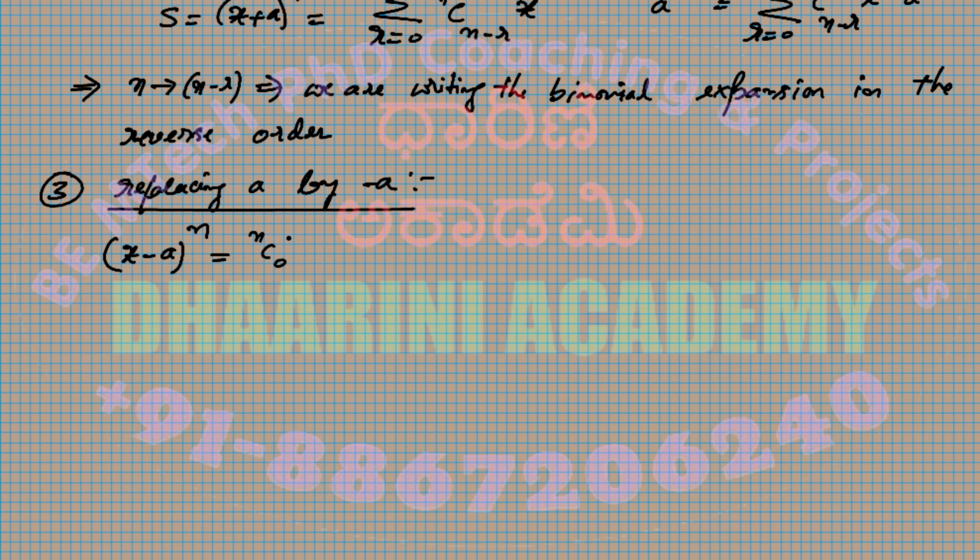Let me expand the first few terms. nC0 into x to the n minus 0, into minus a to the 0. Initial first term will be positive because irrespective of what a is, the power is 0. But the next term is negative because a is negative. So this is nC1 x to the power n minus 1 into a to the 1, and a to the power 1 carries the negative sign. Whenever the power of a is odd, there is a minus sign, otherwise it is plus. Now it's a square, so it's positive, doesn't matter. So you can simply write nC2 x to the n minus 2 into a square.